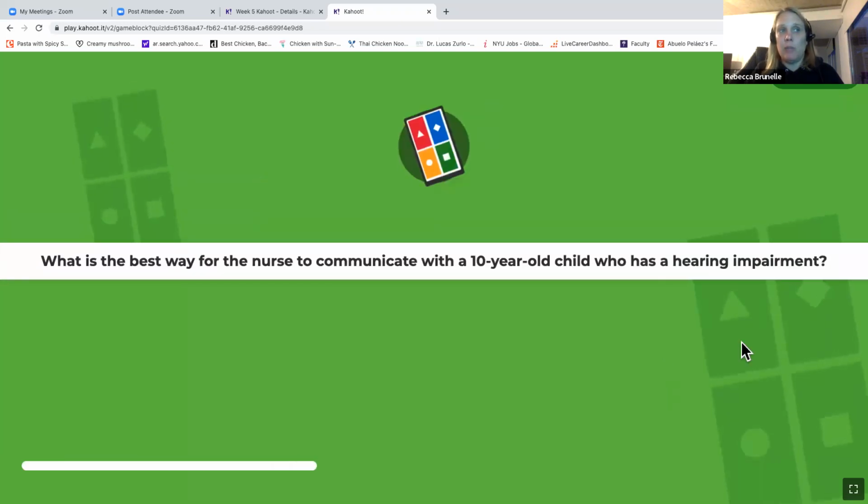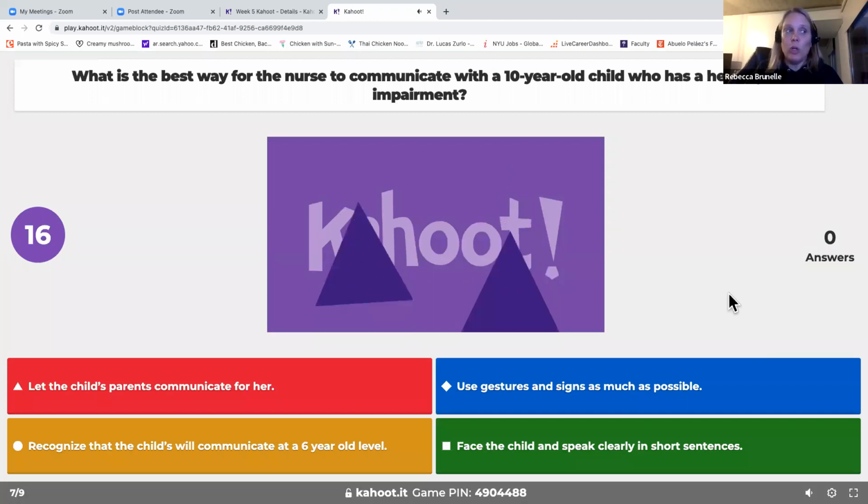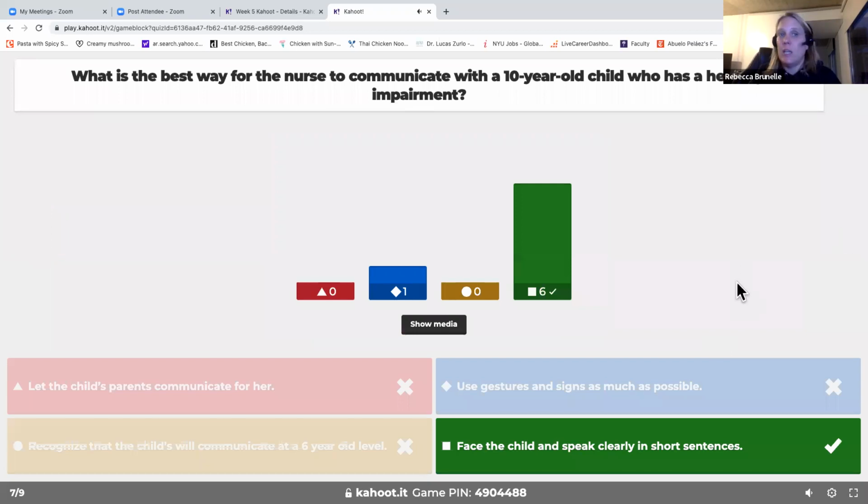So what is the best way for the nurse to communicate with a 10-year-old child who has a hearing impairment? Let the child's parents communicate for her, recognize that the child will communicate at a 6-year-old level, use gestures and signs as much as possible, or face the child and speak clearly in short sentences. Very nice. So you don't want to use gestures and signs as much as possible. Using a lot of gestures can make it harder for them to read your lips. So short sentences, looking them right in the eye, being at their eye level is the best way.